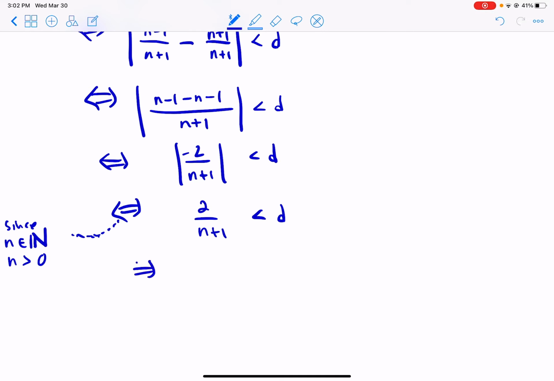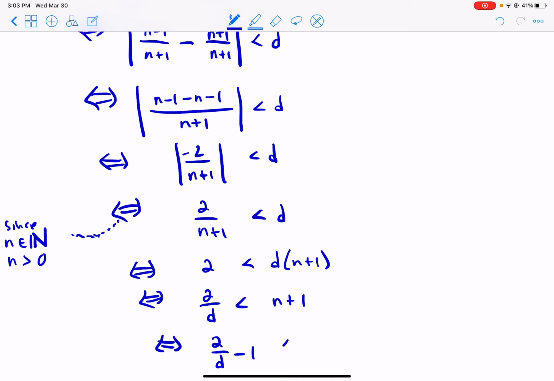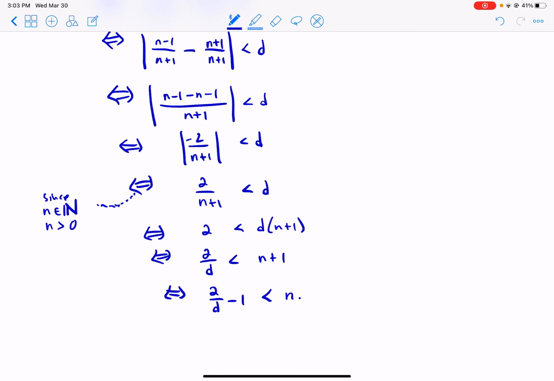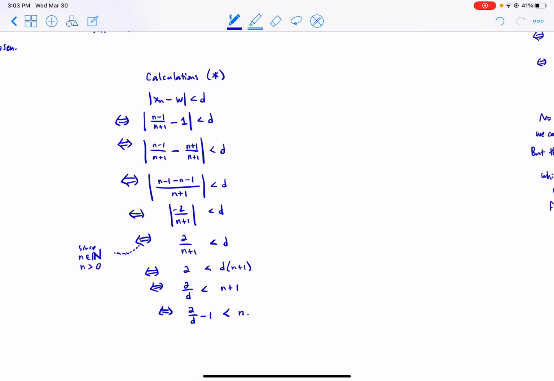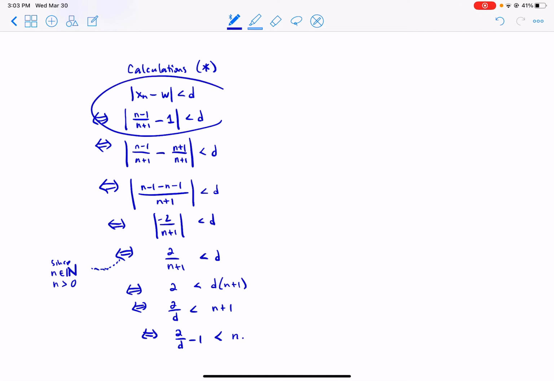Okay, if and only if 2 is less than d times n plus 1, if and only if 2 over d is less than n plus 1, if and only if 2 over d minus 1 is less than n. So the thing I want to be true will be true if and only if this is true.